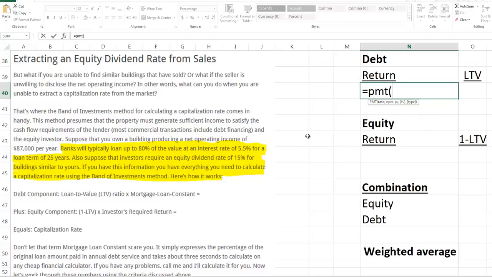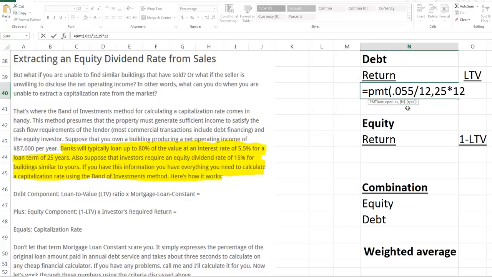It's asking for the rate. We see here that the interest rate is 5.5. In Excel you have to enter it like that, and then we're going to divide it by 12 because of course our mortgage is paid monthly. The problem states we have a loan term of 25 years, so we're going to do 25 times 12, so we have 12 payments per year for 25 years, and that's our N.